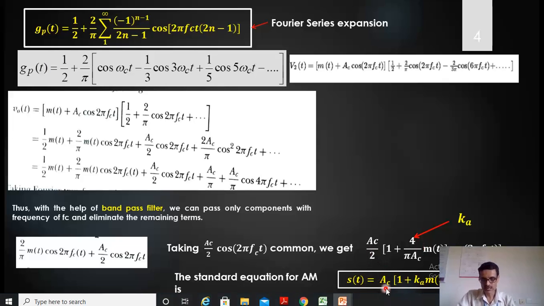Now let's compare this. Instead of AC, I have AC by 2. No issues, no problem. 1 here, a m of t, I have a m of t, and this is nothing but, see, 4 by pi AC is nothing but it is KA. And cos 2 pi fct and cos 2 pi fct is matching, right? So this is your double sideband full carrier signal. Now, this is in the time domain. Now I will go to the frequency domain.